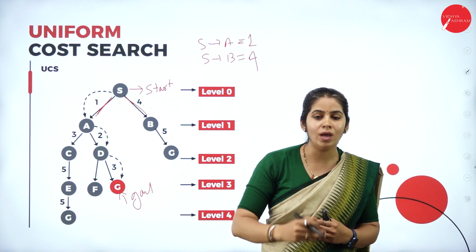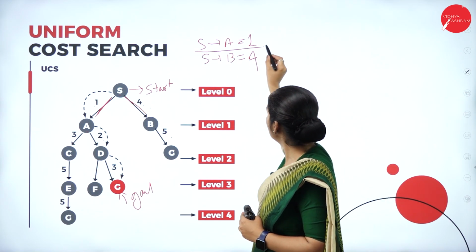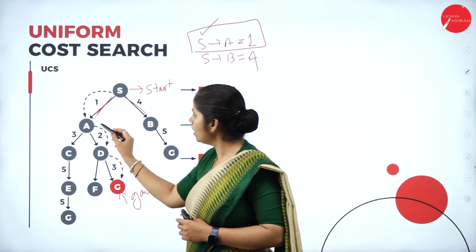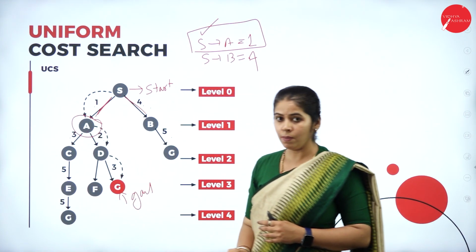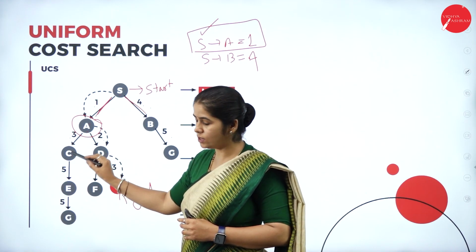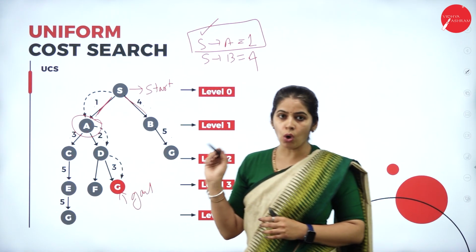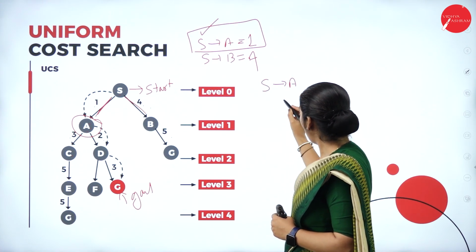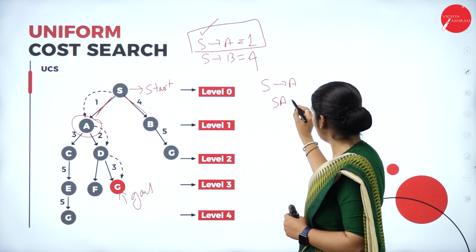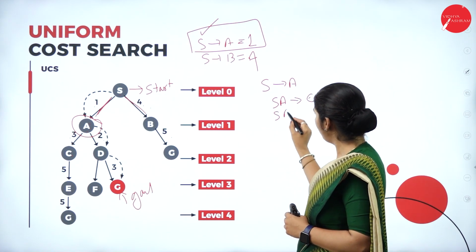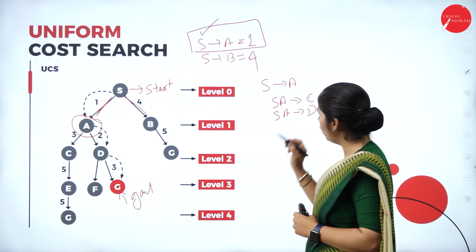So which is the lowest here? We select that path. We select this particular path. Okay, now where exactly are we? We are in node A. Again, from node A, we can reach either node C or node D. The first path is S to A. I'll take it as SA. From SA, I can reach C, or from SA I can reach node D.